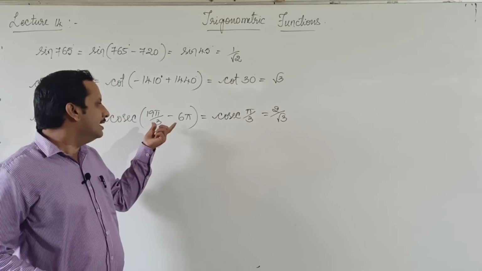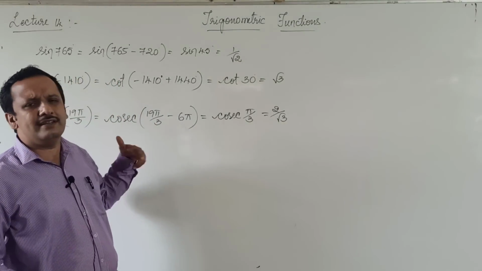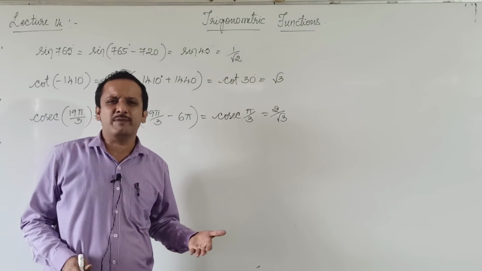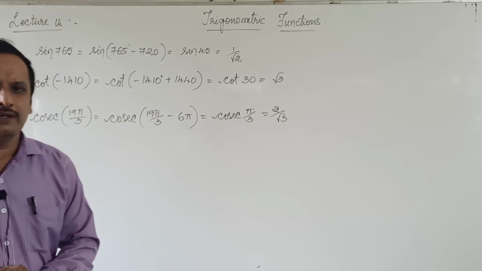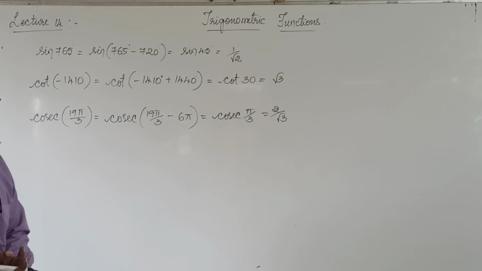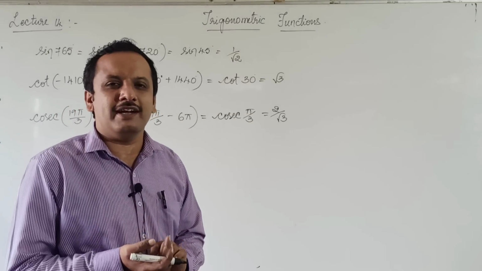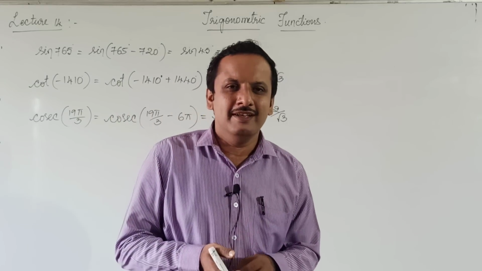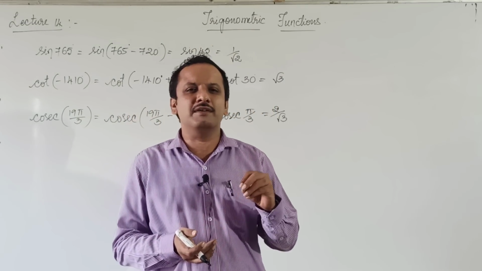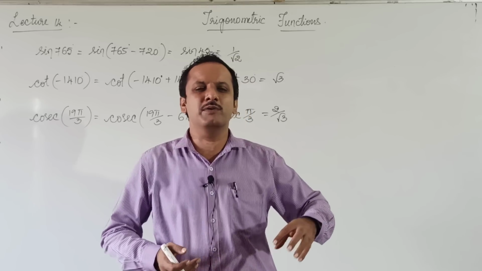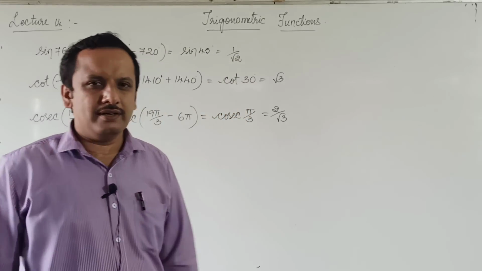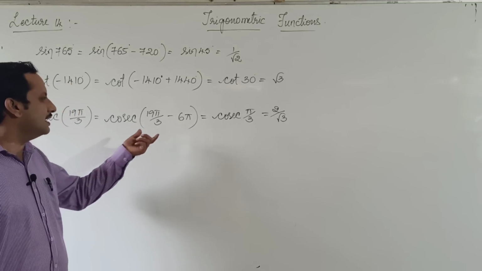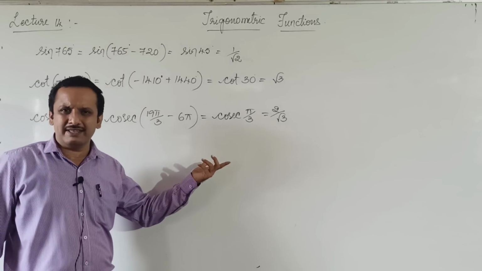Okay, did you understand? When the angle is greater than 2 pi, you subtract any multiple of 2 pi. I have subtracted 2 into 3 pi, that is 6 pi. Now, some of you may be thinking, sir, how do we know that we should subtract 6 pi only? Any multiple of 2 pi is fine, but why 6 pi only? Why not 2 pi, why not 4 pi, why not 8 pi? If that is your doubt, see, if I subtract 6 pi, immediately I will get the answer.